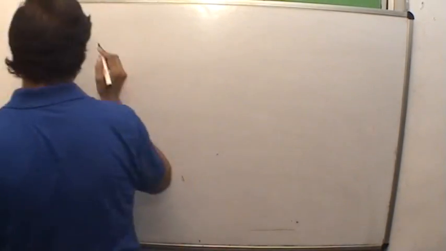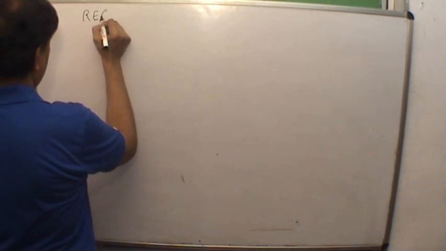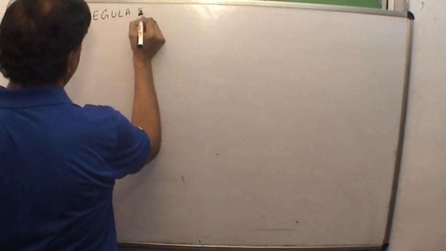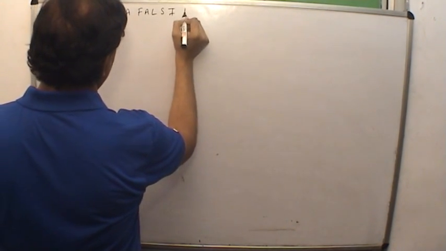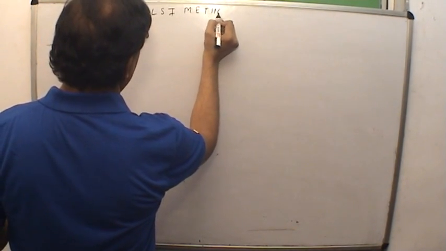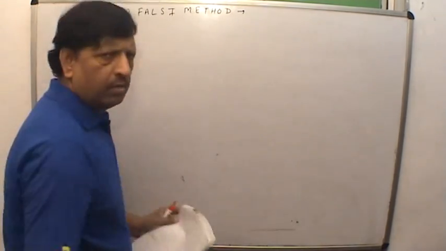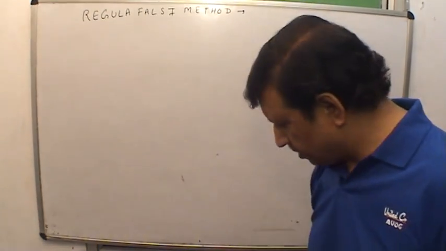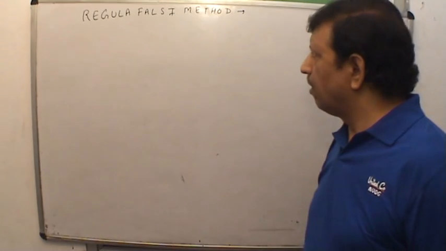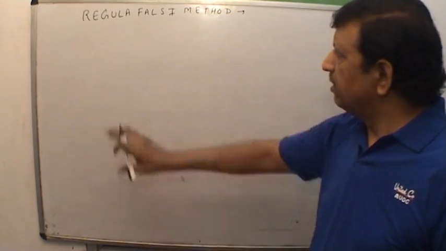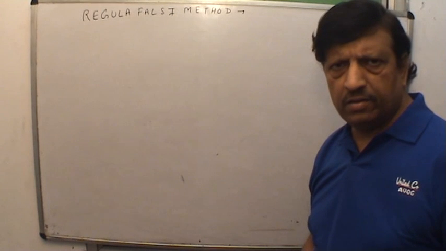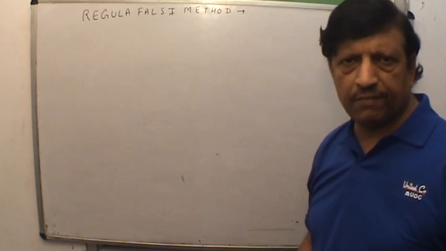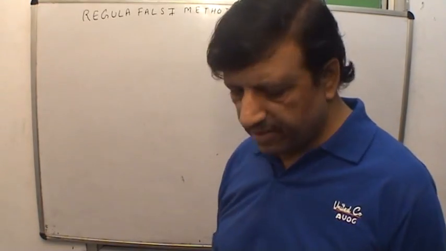Now let us discuss the regular falsi method. We also call it the false position method or the Kodak method. That is the same thing. Again, the objective is the same. We have to find out the exact value of the variable x by using this method, not by the bisection method.